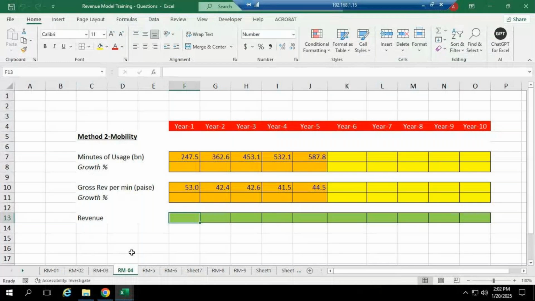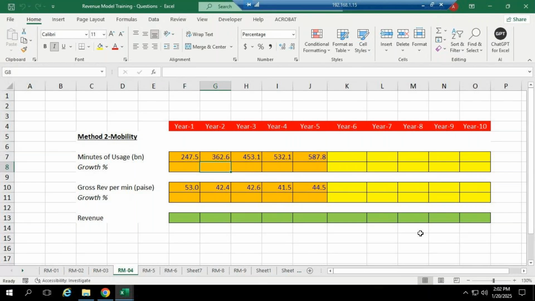Okay, so the next thing is about the fourth one. Revenue model 4. Here we are having, from the first year, minutes of usage in billions that they have given you. Then the growth percentage. We can calculate it. What is the formula to calculate the growth percentage?